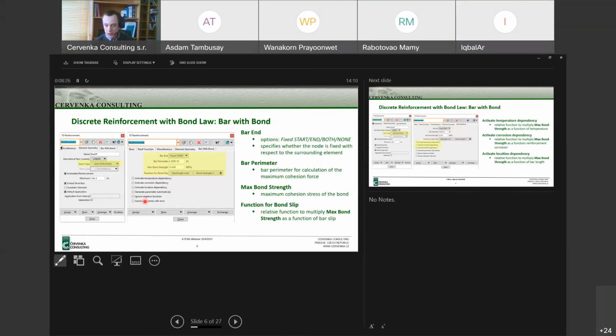Today I will be talking only about the reinforcement, which is modeled as 1D tension compression elements. It's the basic reinforcement type available in ATENA. If you define this material in the element geometry tab, you choose the bar with bond geometry type, and after that, the bar with bond tab pops out, and you can define the relationship for the bond properties.